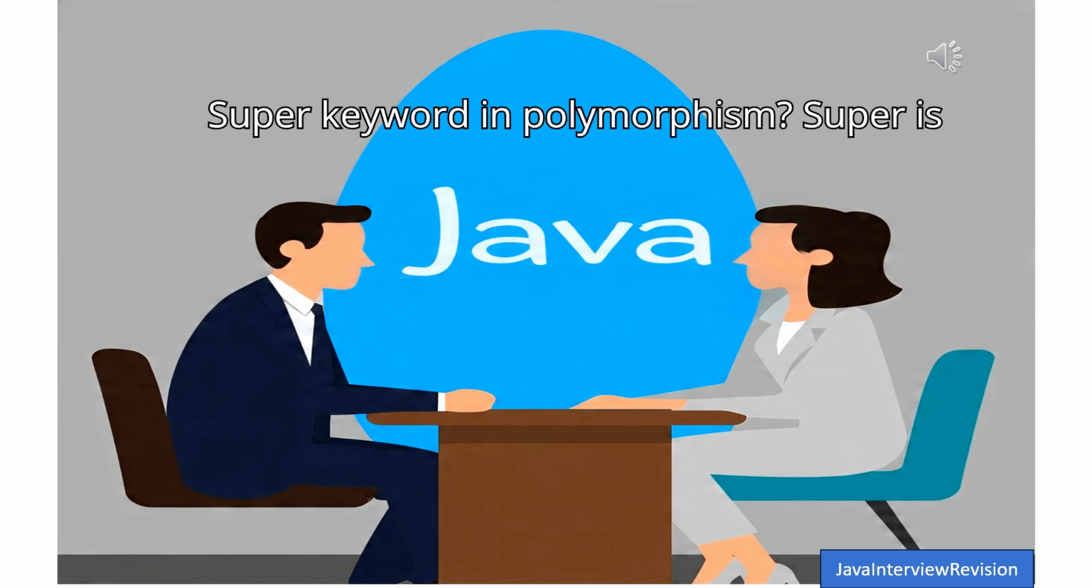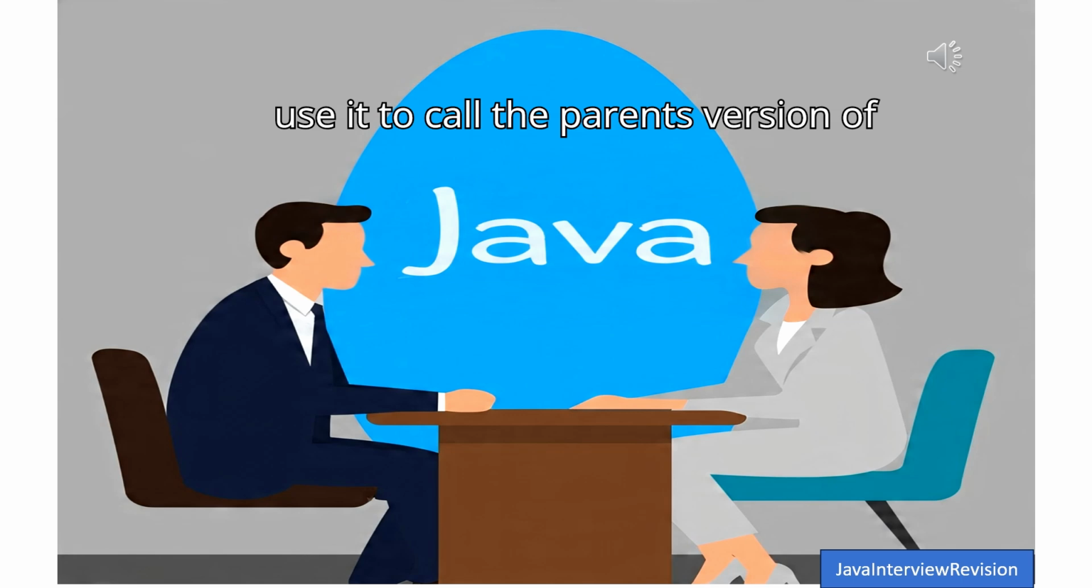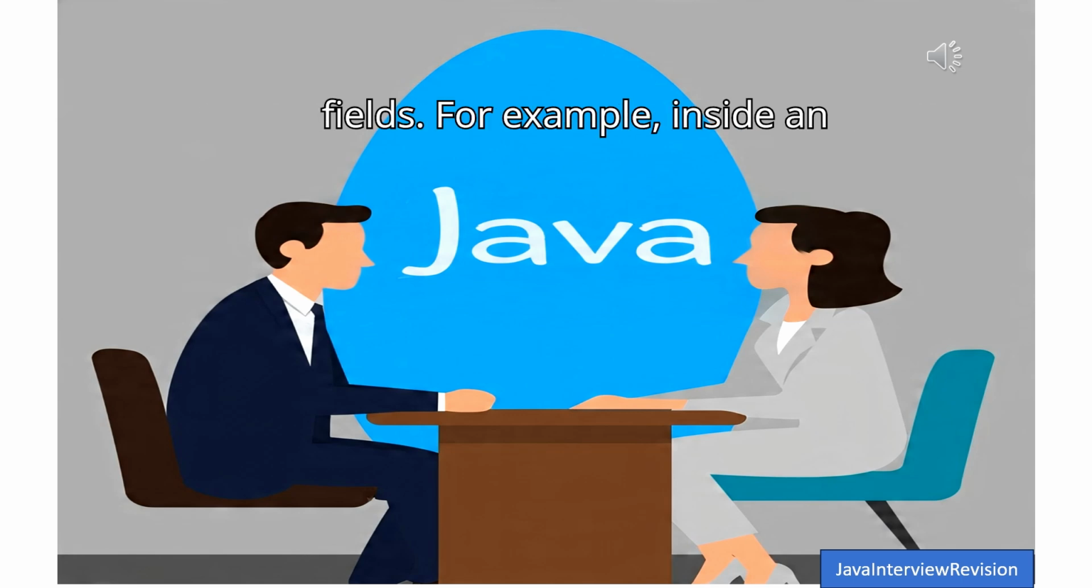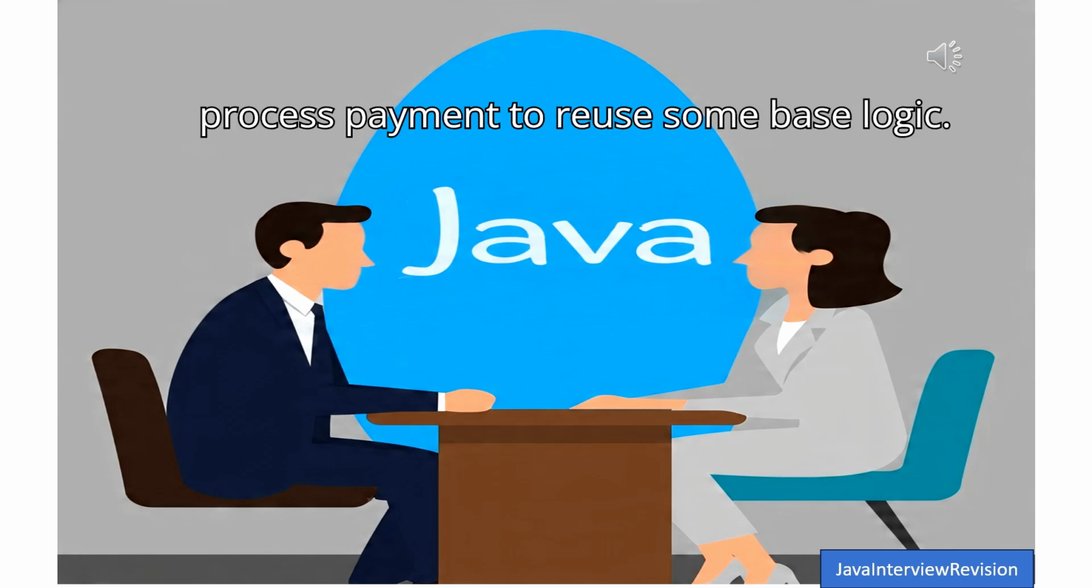What's the role of the super keyword in polymorphism? Super is used to refer to the parent class. I use it to call the parent's version of an overridden method or to access hidden fields. For example, inside an overridden method, I might call super.processPayment to reuse some base logic.